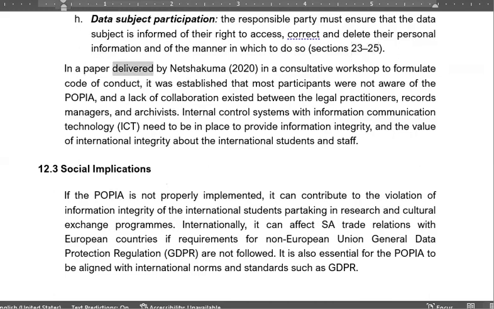In a paper delivered by Nechikuma, 2020, in a consultative workshop to formulate a code of conduct, it was established that most participants were not aware of the POPIA, and a lack of collaboration existed between the legal practitioners, records managers, and archivists. Internal control systems with information communication technology, ICT, need to be in place to provide information integrity, and the value of information integrity about the international students and staff.